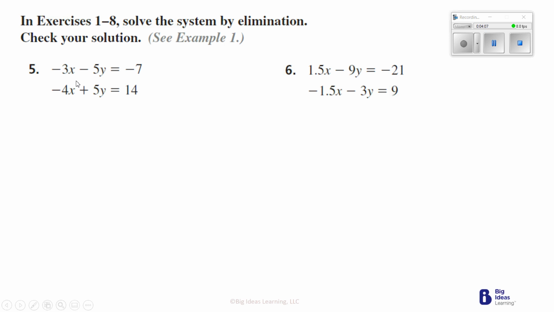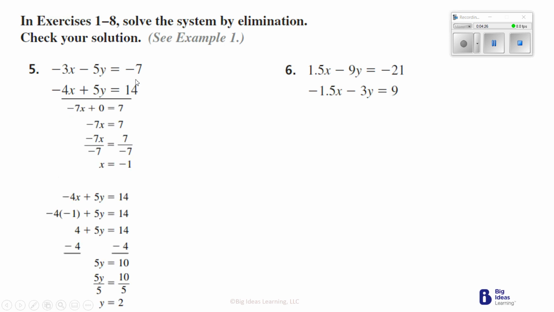Next is 5. 5 says I've got negative 3x minus 5y equals negative 7, and negative 4x plus 5y equals 14. Again, I have negative 5y and positive 5y. They'll cancel out, and that's going to leave me with a negative 7x equals, looks like 7, because 14 minus 7 is 7. Now we're going to go ahead and get rid of this plus 0. Now we just have negative 7x equals 7. I'll divide 7 away from both sides, and x will equal negative 1.